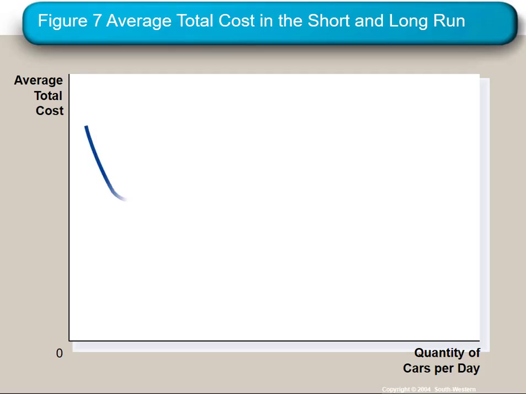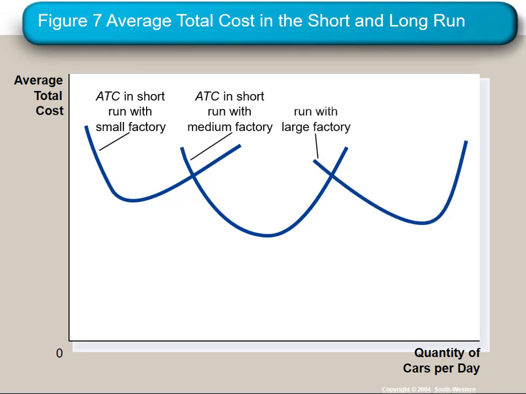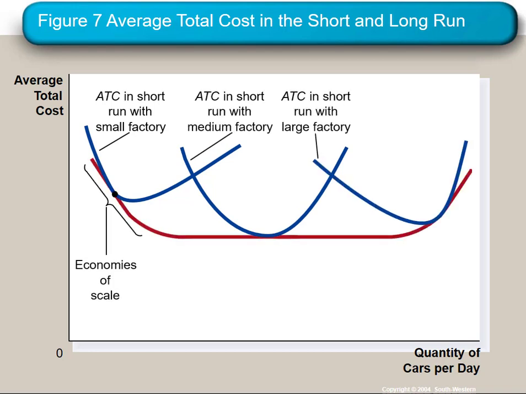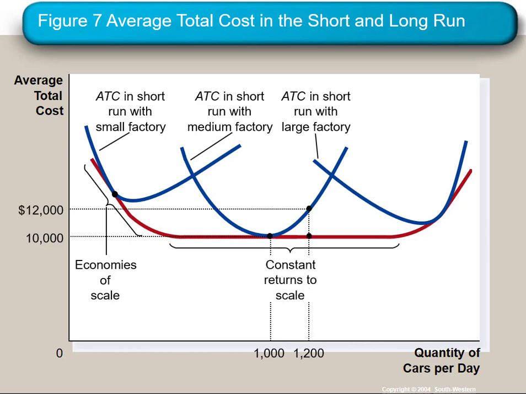If we look at our graph again, we can see that there's this region of economies of scale where long-run average total costs are falling as output's increasing. Then there's this broad region of constant returns to scale, where as you increase output, long-run average total costs are constant. And then there's this increasing region of diseconomies of scale, where as we increase the quantity of output, we're actually increasing the average total cost in the long run.